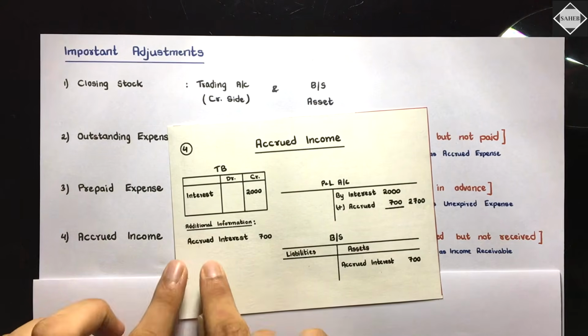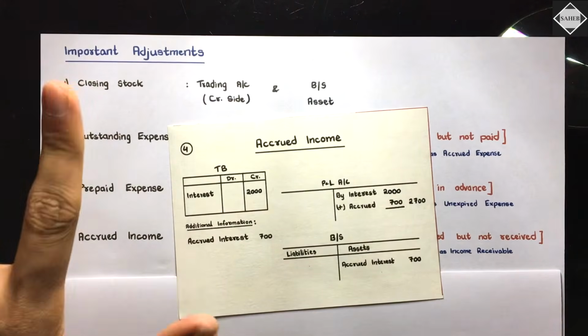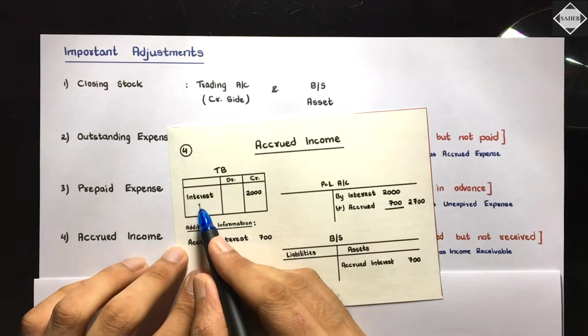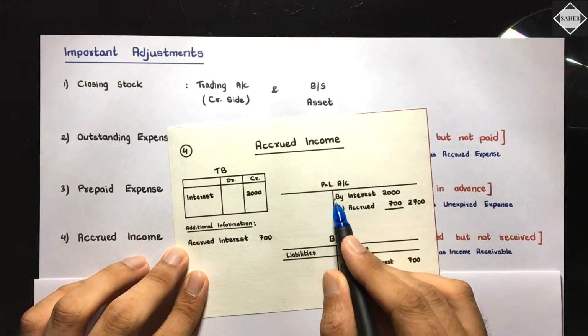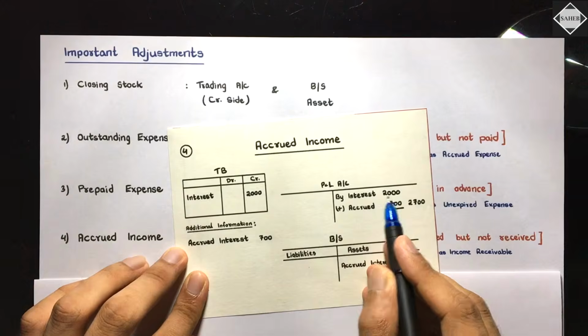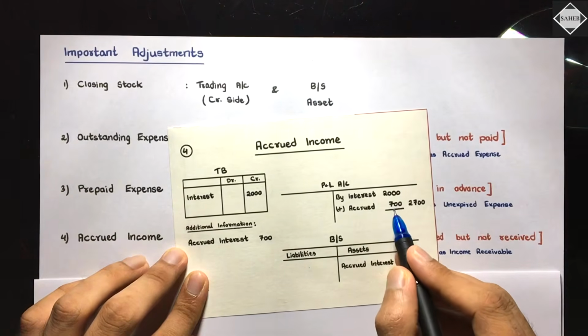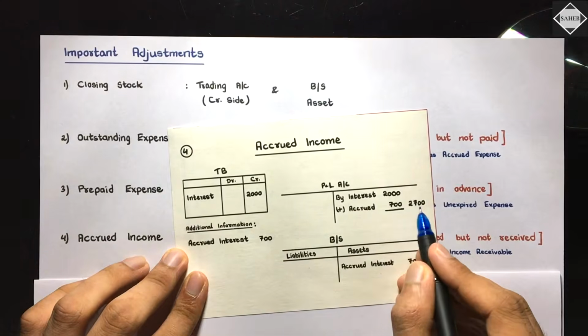So now what is happening? The senior accountant got to know that 700 of interest we are supposed to receive, but we haven't received. It has been generated, it has been accrued. So what is the treatment? The treatment is really simple. Trial balance interest income will go in the P&L as usual in the inner column, interest 2,000, and then we will increase this. We are recognizing that 700 also as income. Accrued income plus 700 is equal to 2,700.